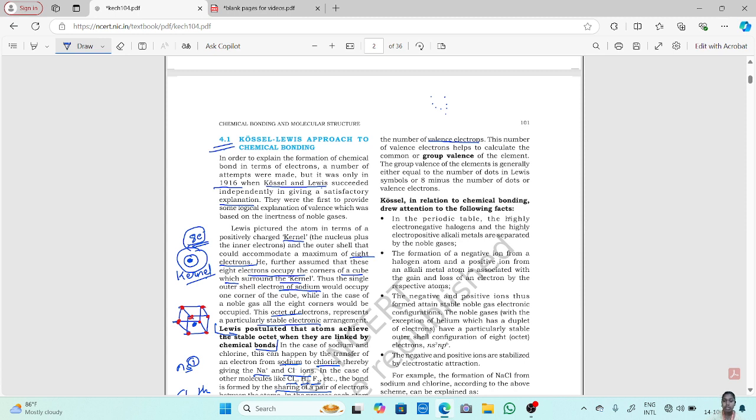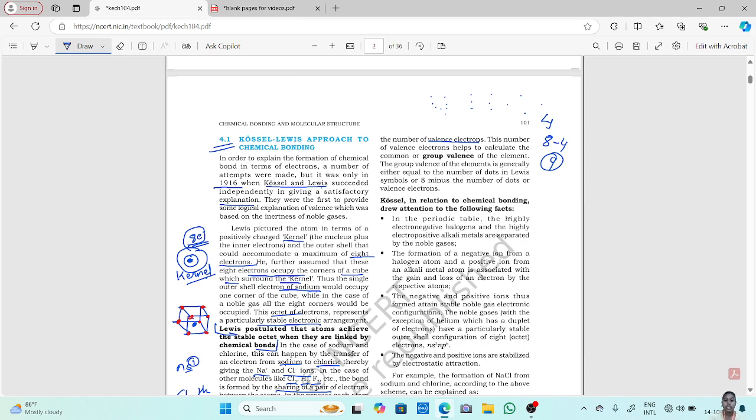Now this group valency of an element is generally either equal to the number of dots in the Lewis symbol, or 8 minus the number of dots, or valence electrons. So you can calculate it by looking at the number of dots. If there are 4 dots, that means the valency is 4, or 8 minus the number of dots. That will give you the number of valence electrons.